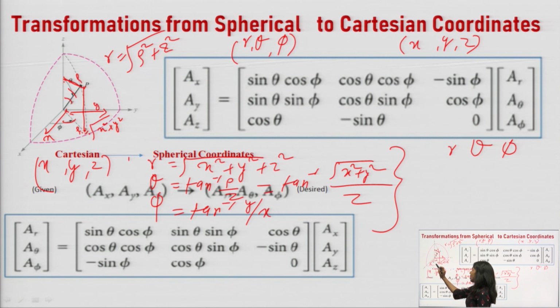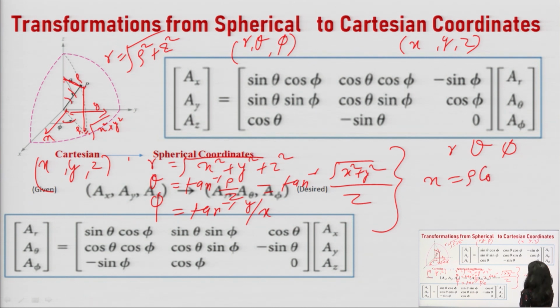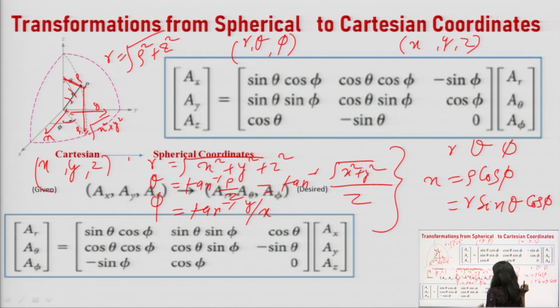If this is r sin theta, then x will be the component of this rho along the x-axis. So we can write x is equal to rho cos phi, and rho can be written in terms of r as r sin theta. Here is the theta and here is the phi. So in this way we can find the value of x.